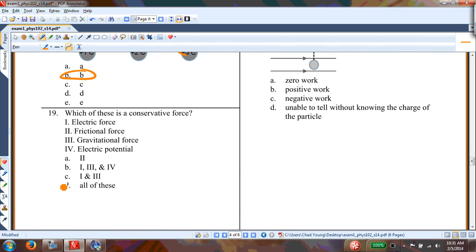Which of these is a conservative force? Okay, field forces are conservative. That would be 1 and 3. So C is number 19.